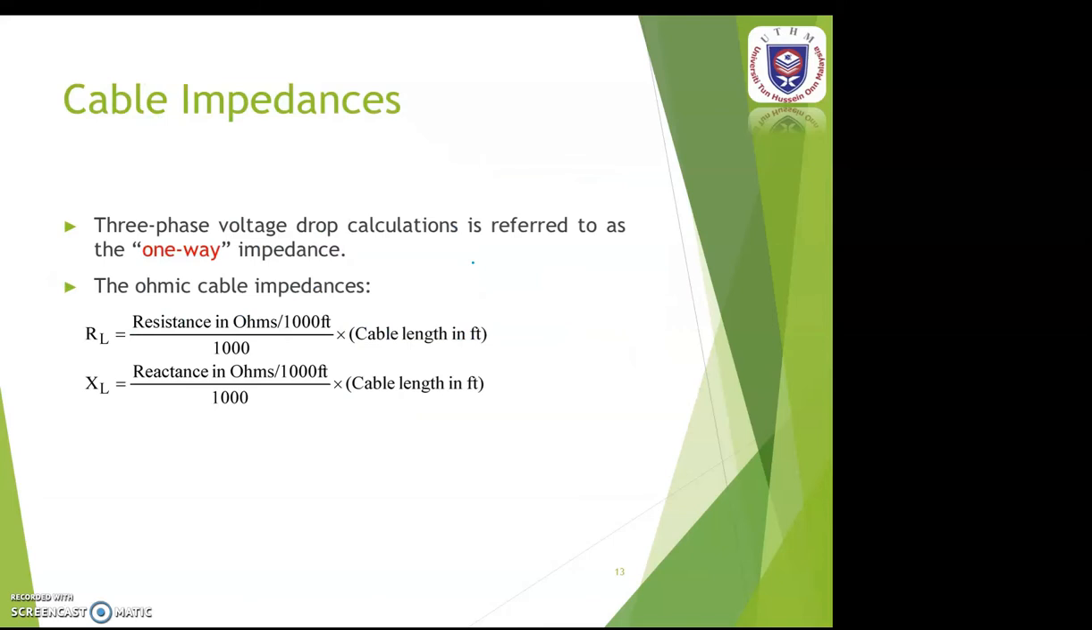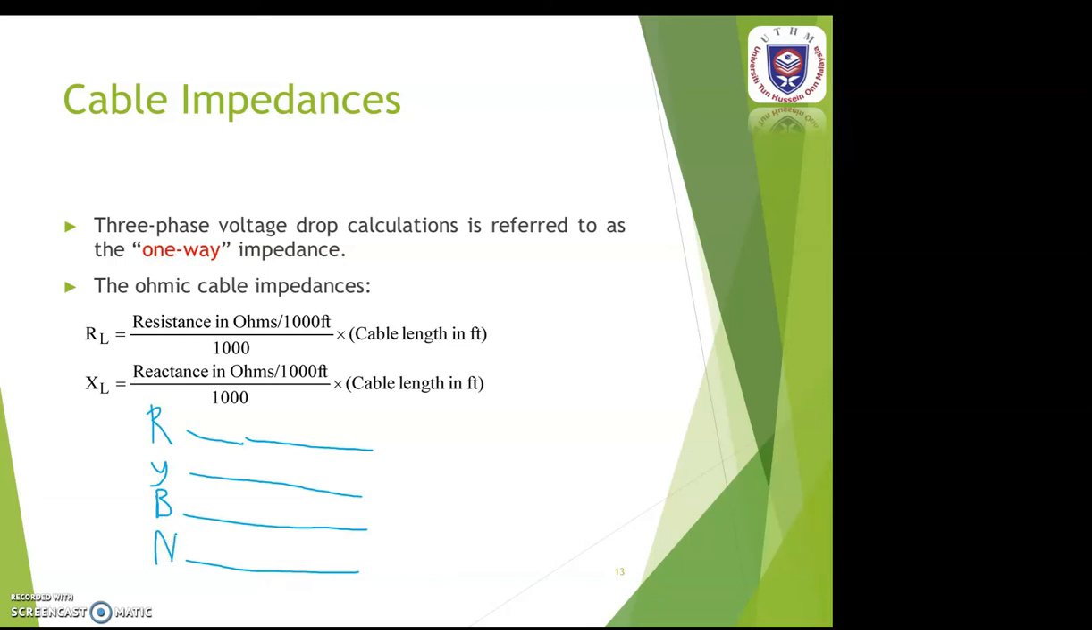Okay, and then we look at the cable impedances. So we have to identify what the cable impedances are, in order to calculate the three-phase voltage drop. Three-phase voltage drop calculations refer to the one-way impedance. So we have, for example, here the lines R, Y, B, and neutral. We know that three-phase has 3 lines, and then we have the neutral line.